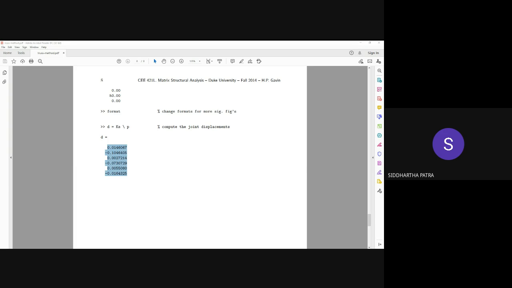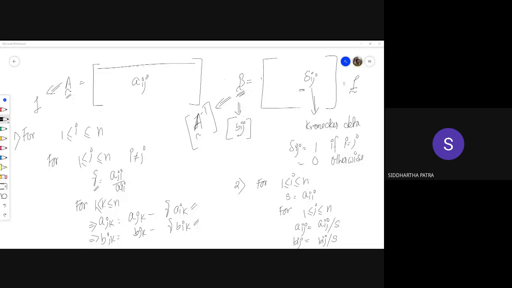Okay, let me share the other screen. So the pivoting method, whether you are using Gauss elimination or the Gauss-Jordan method, first of all, the pivoting method only applies to direct methods.